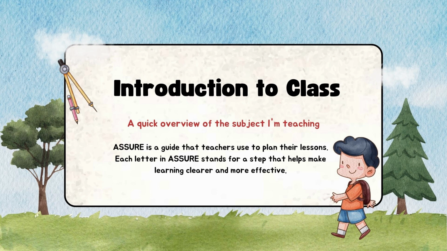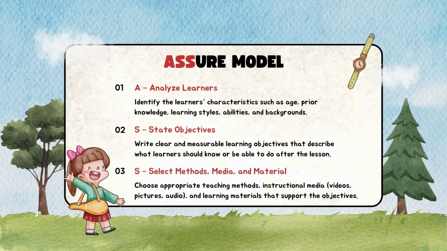ASSURE is a guide that teachers use to plan their lessons. Each letter in ASSURE stands for a step that helps make learning clearer and more effective. So what does ASSURE stand for? A: Analyze learners. Identify the learners' characteristics such as age, prior knowledge, learning style, abilities, and background.